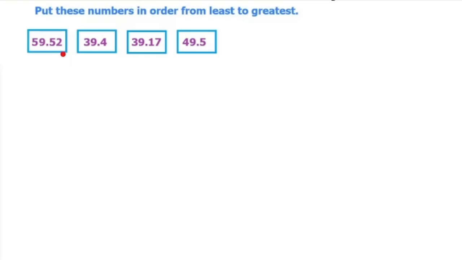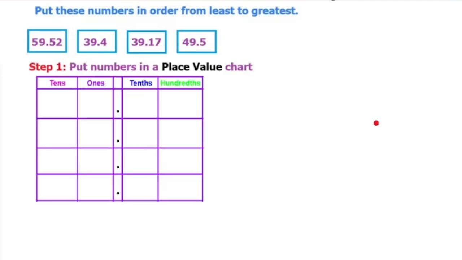So the first step is to put the numbers in a place value chart. So here is the place value chart for us. All of these numbers have two numbers to the left of the decimal and one or two numbers to the right of the decimal. So this is the tens column, the ones column, then we have the decimal. After the decimal, we have the tenths, and then we have the hundredths. So let's put them in.